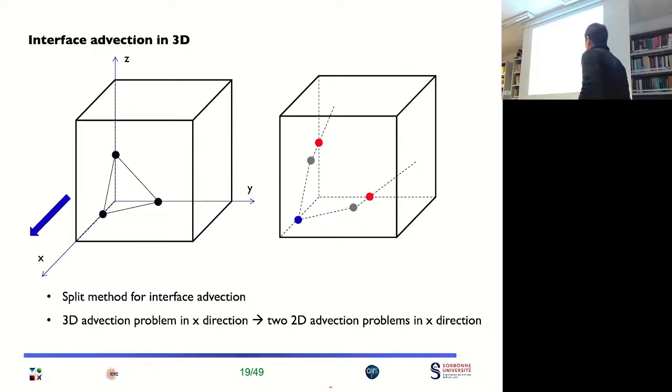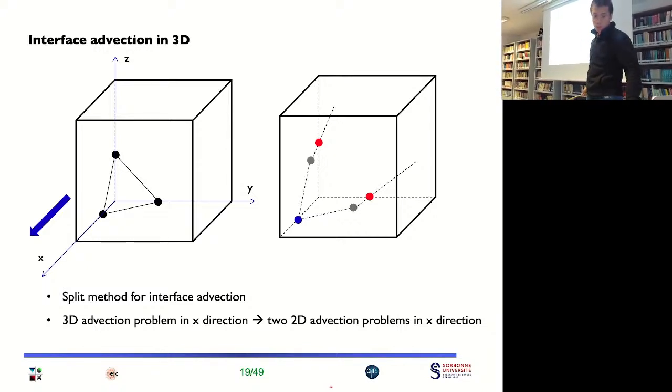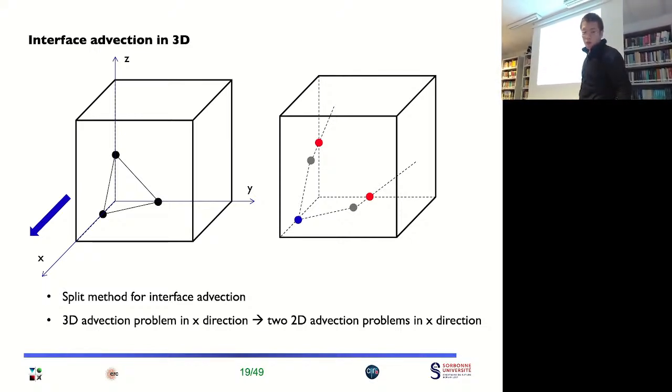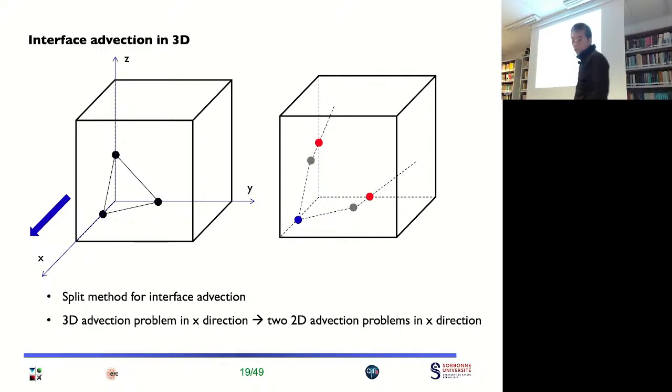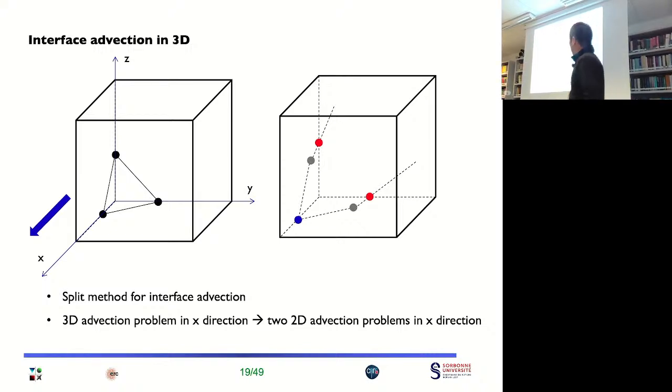The EBIT method is quite different from the traditional front tracking methods, where an unsplit scheme is used to advect the markers. But we found that using the split scheme facilitates the extension of the 2D EBIT method to 3D. So let's consider 3D advection in the X direction. It can be decomposed into 2D advection problems on 2 cell faces in one cell.